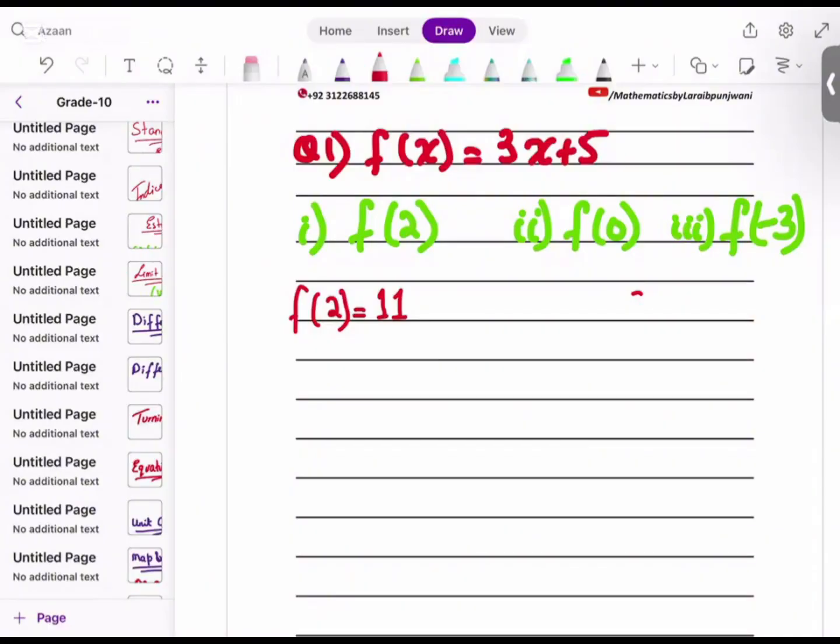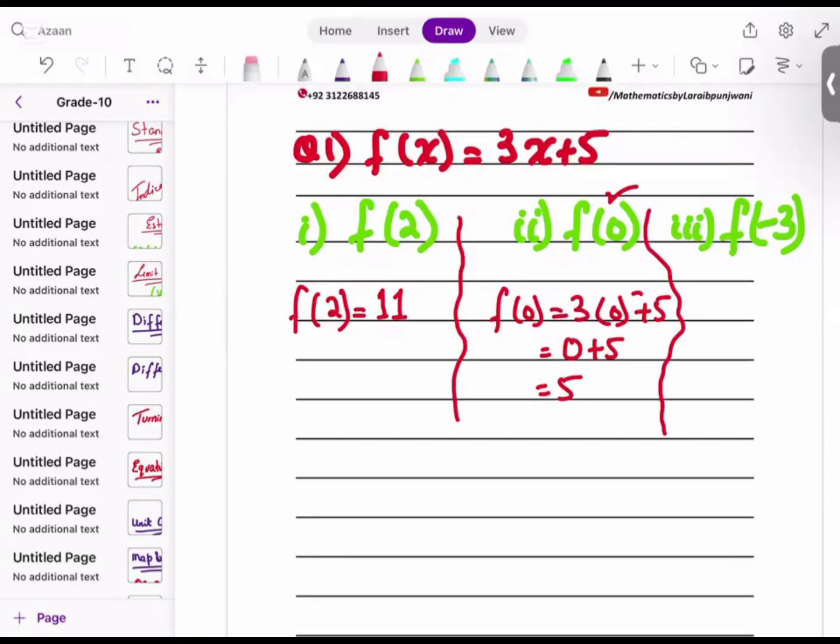Part 2, I don't really understand. Why don't you understand? You have to put the value x as 0. What's the issue in this? You have to put 0 here. 3 times 0 is 0. 0 plus 5 will be 5. That's it. Yes, what's the issue in this? Yeah, understand. Yes, good.